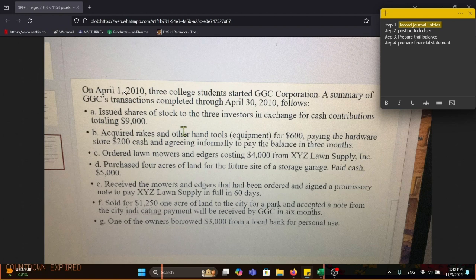On April 1, 2010, three college students started GGC Cooperation, a summary of GGC transactions completed through April 30, 2010 follows. This is the first one, which is issued shares of stock to the three investors in exchange for cash contribution totaling 9,000. So basically, we exchanged common stock for cash.